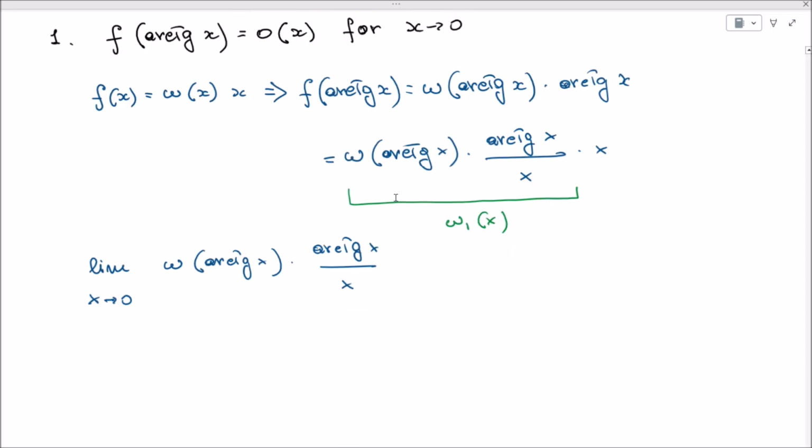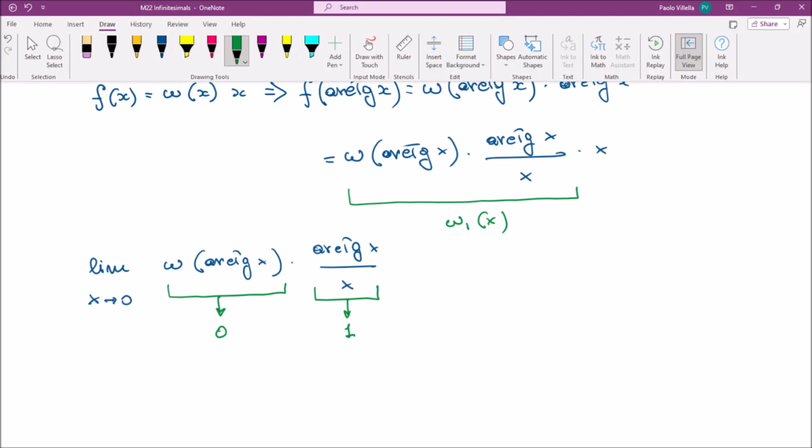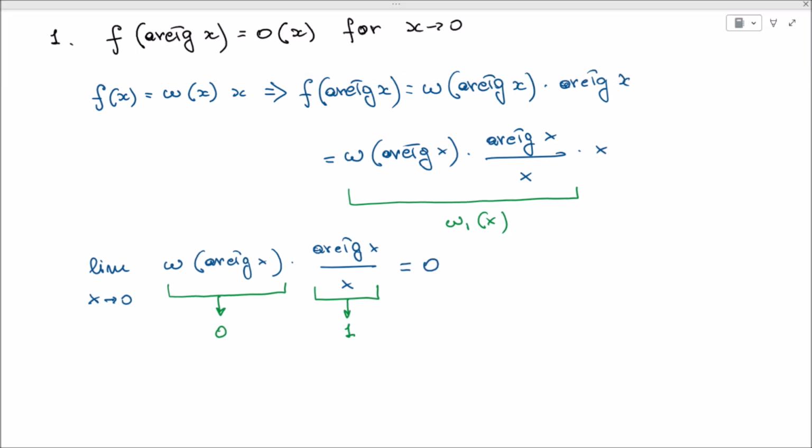Let's see what we get. Well, from clearly the first one, we know that when x goes to 0, arctangent of x goes to 0. And that implies that omega of arctangent of x goes to 0 as well. Instead, this is a fundamental limit. We know that this will tend to 1. As a final result, we get that this is equal to 0, which proves basically that f of arctangent of x is indeed equal to little o of x.